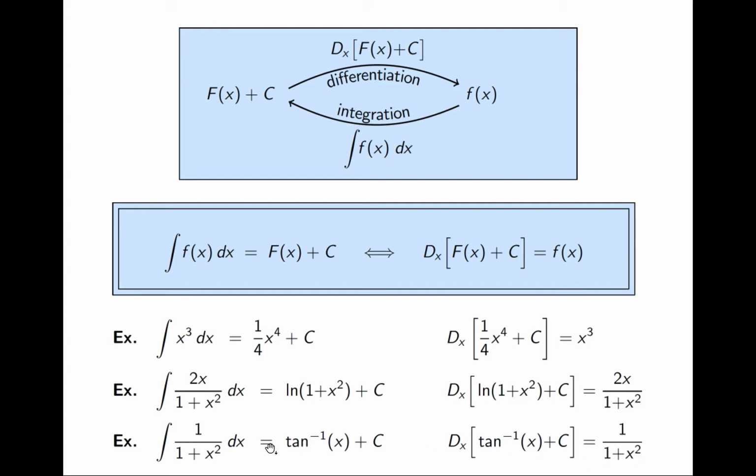And that confirms that this integral holds true. The integral of 1 over 1 plus x squared dx equals tangent inverse of x plus c, because the derivative of your answer equals what you're integrating. So in these three examples, we sort of reasoned backwards to figure out the answers.